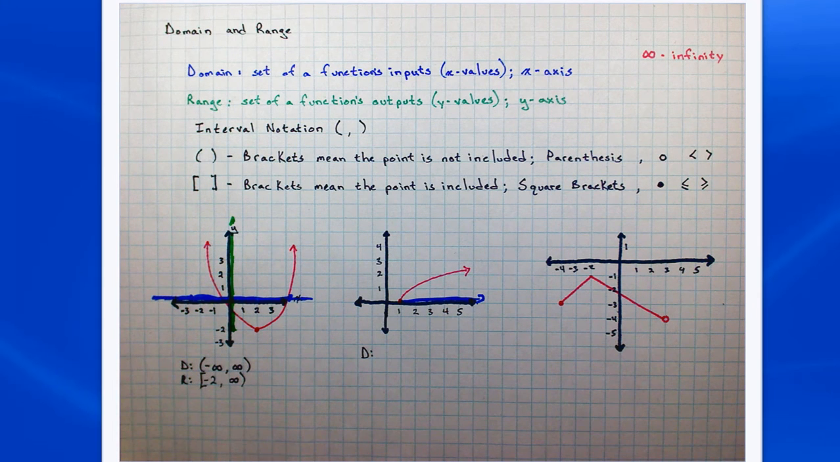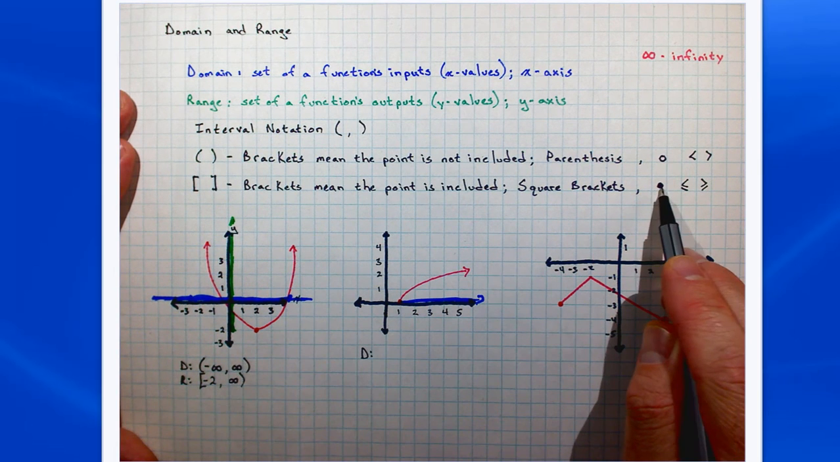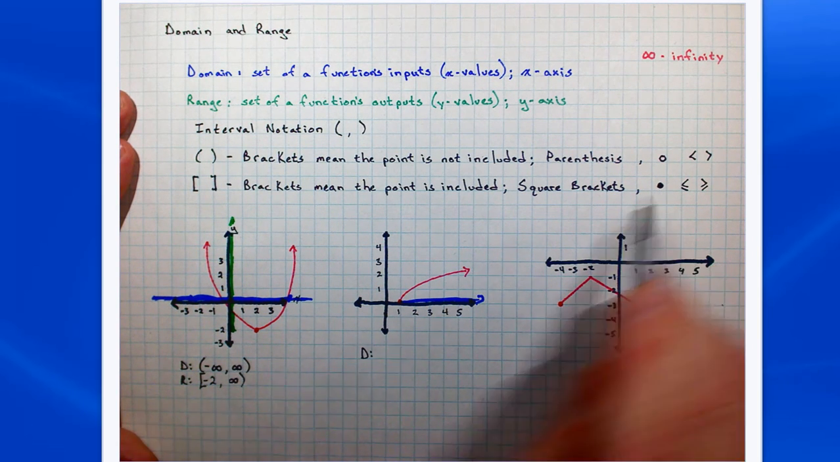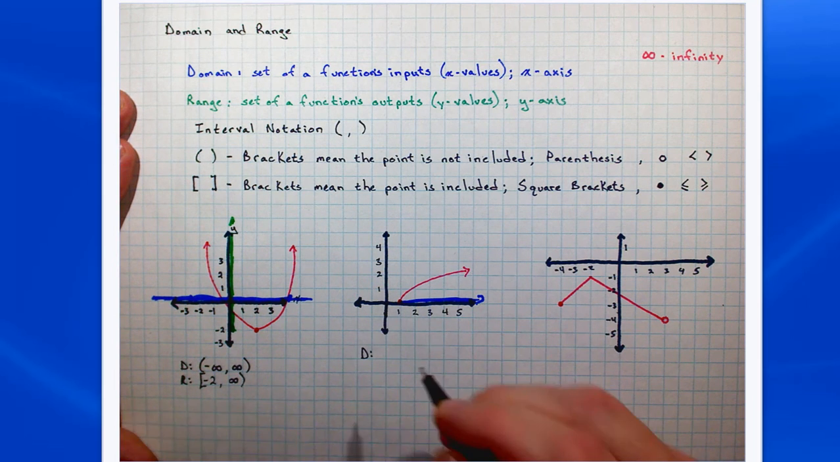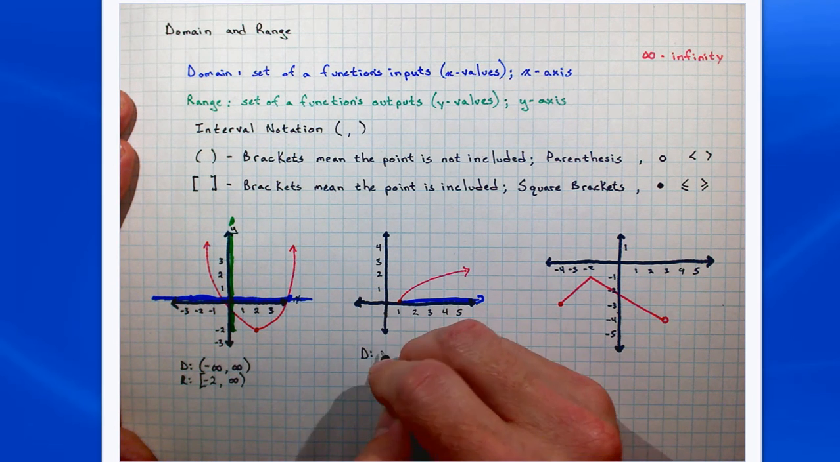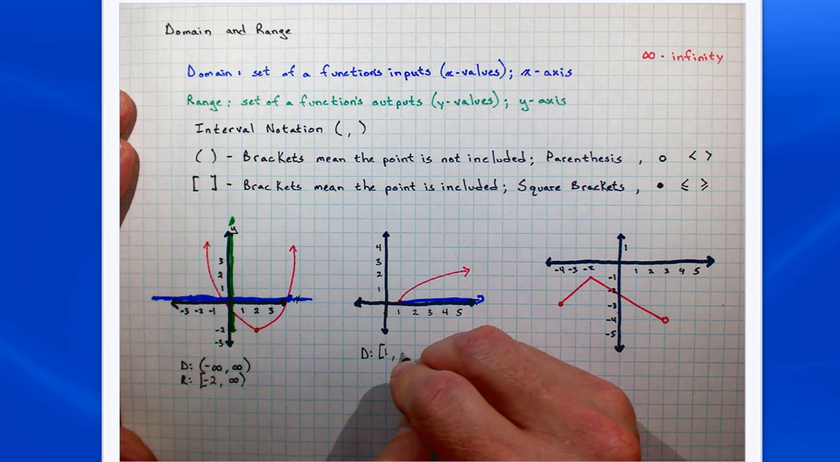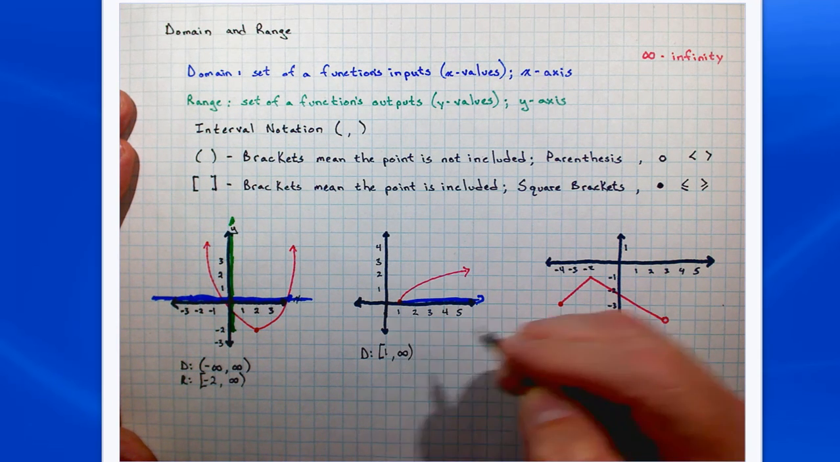That point is included. How do I know that? Because the points are filled in, just like what we did with inequalities. That point is filled in. So that point is included. So bracket 1 to infinity.